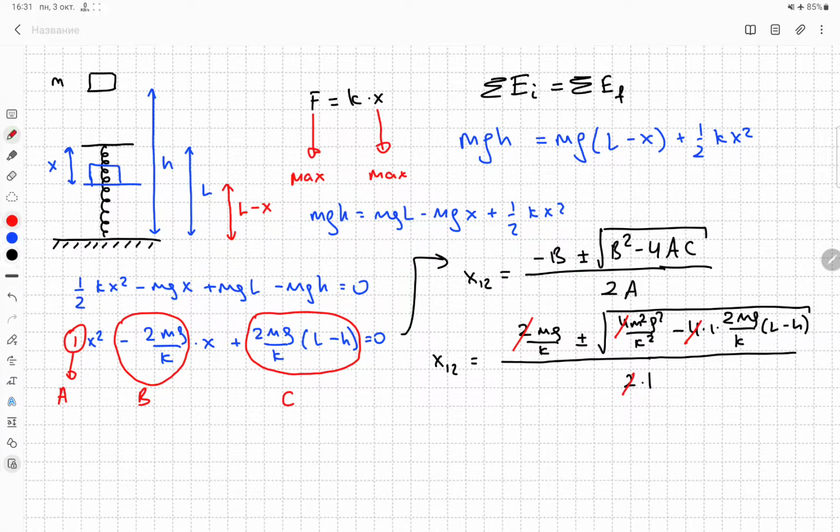And be careful here, L is smaller than H. So pay attention to the figure. H is greater than L. So L minus H is a negative number. So let me replace their places: H minus L, with a negative sign. Negative times negative will be positive. So let me rewrite this equation.